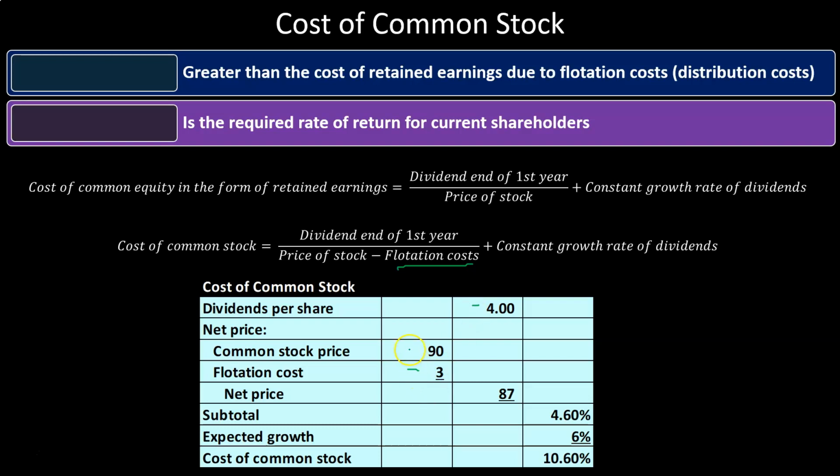Therefore, if we issue the stock for $90 on the market, someone paid $90, but we got to pay someone to get those stocks out there of the $3, meaning we're really getting $87 on what I would call a net price. So if we take now the $4 divided by the 87, we get the 4.6. Then we're in the same situation we were at before, where we need to then calculate and add the constant growth rate of dividends, that being the 6% to get to the 10.6.